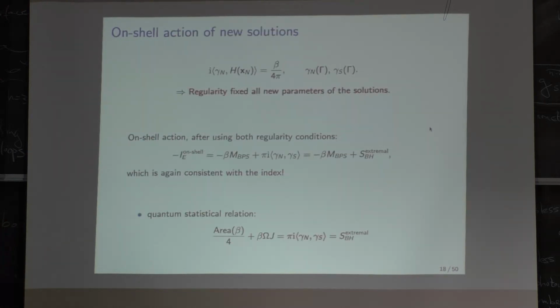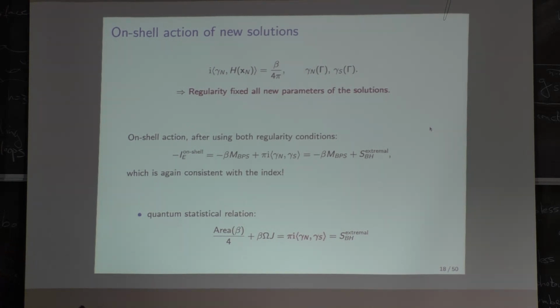So with this, we turned on the temperature while keeping the supersymmetry, and in this way we introduced new parameters into the solution. But now, after introducing these new parameters, we impose regularity on the solution, which fixed uniquely all of the new parameters. Then we can follow the same procedure as before, and evaluate the on-shell action of these solutions, and we again find the answer consistent with the supersymmetric index.